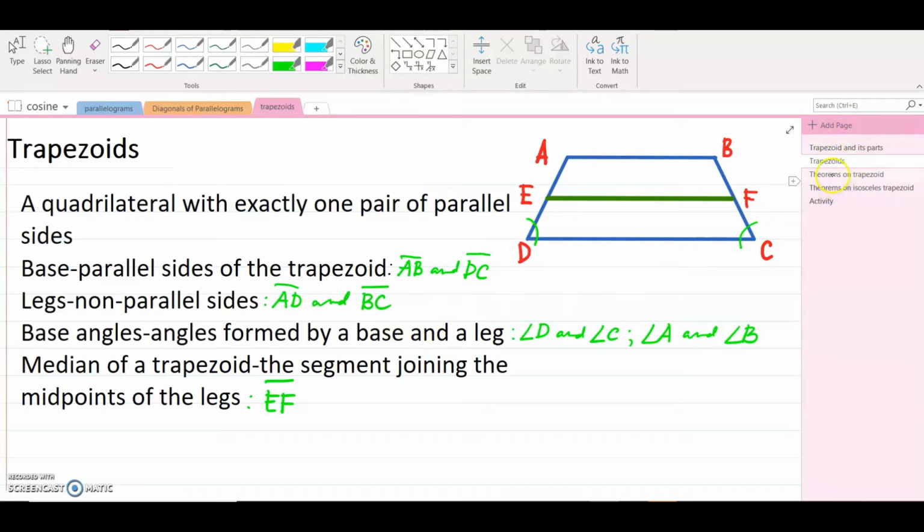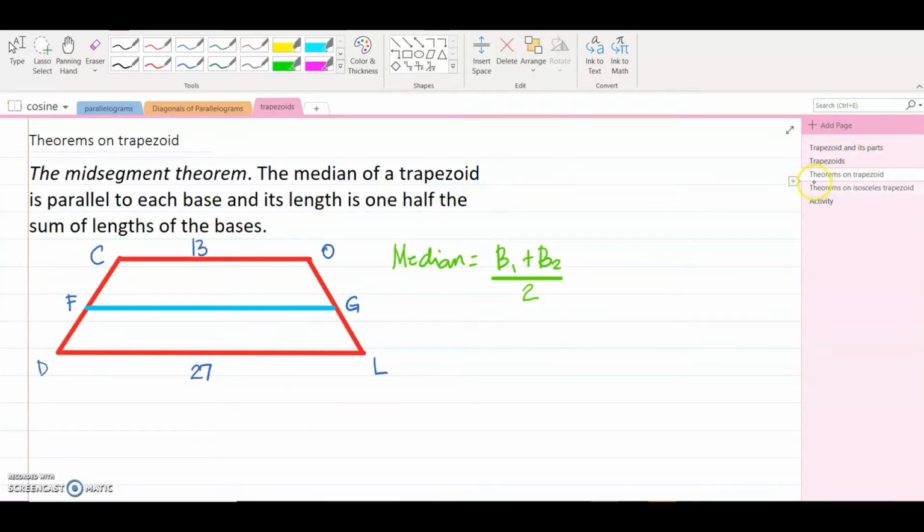Let us move on now with the theorem or theorems on trapezoid. Actually, we only have one here. This is called the mid-segment theorem. It states that the median of a trapezoid is parallel to each base and its length is 1/2 the sum of lengths of the bases. As you can see, for this trapezoid, we have trapezoid COLD with median FG. So our median here is line segment FG.